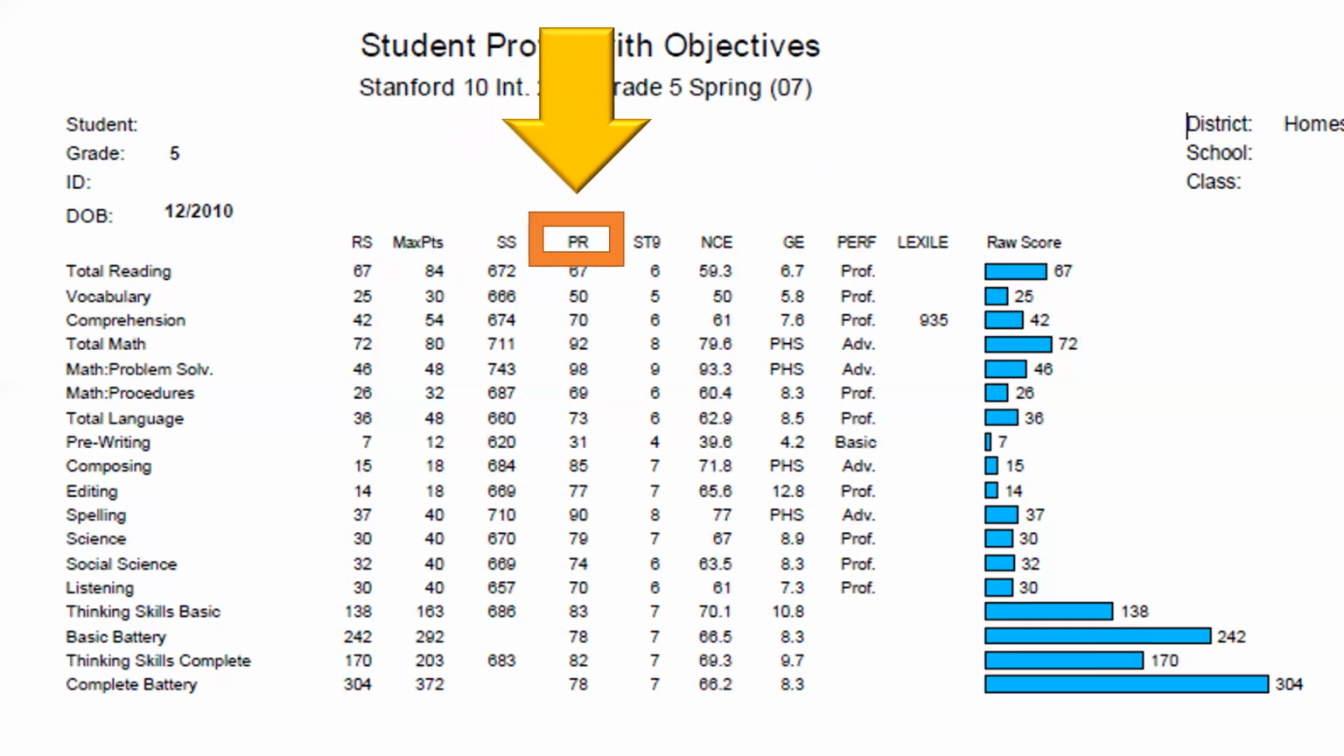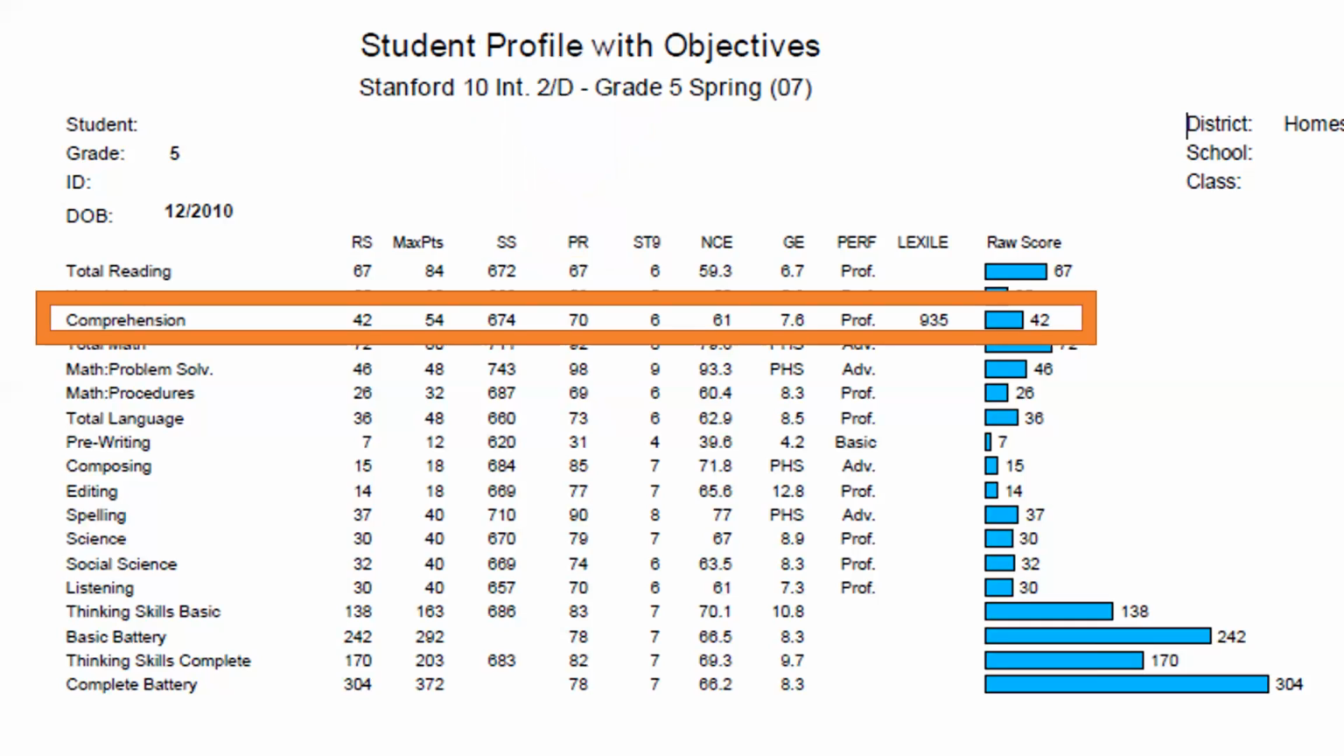PR stands for percentile rank. The percentile rank indicates how many students in a norm group had scores that were the same or lower than this student's score. A percentile does not indicate the percentage of questions that your student answered correctly. We see our sample student has a percentile rank for reading comprehension of 70. This student scored better than 70% of other students nationally in reading comprehension.